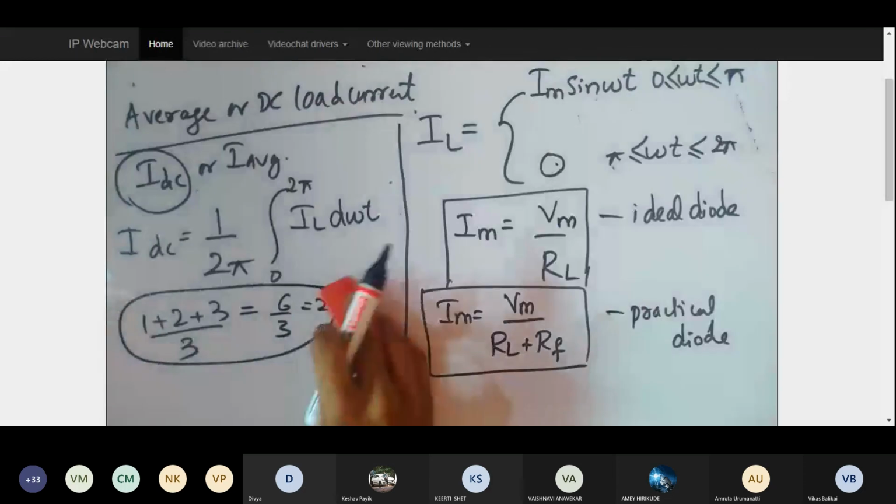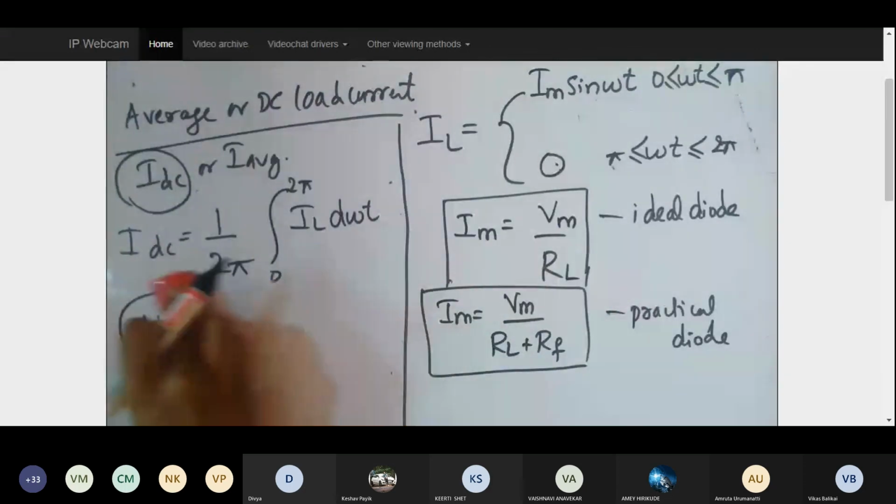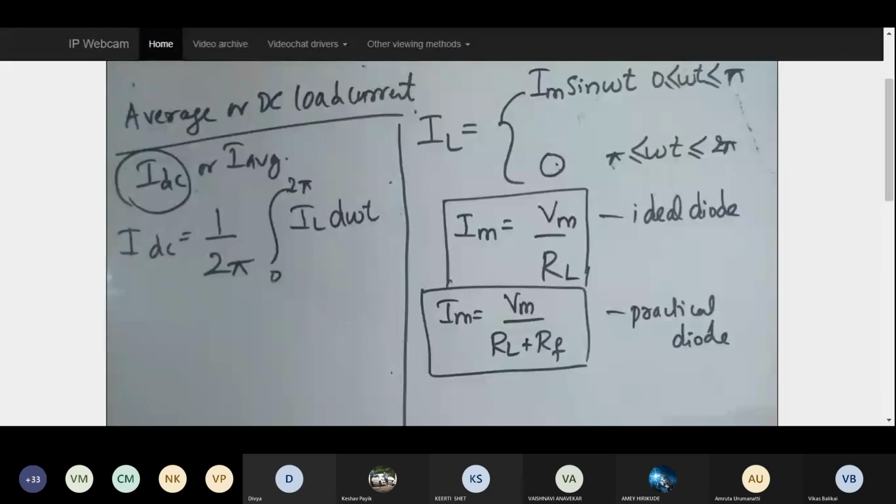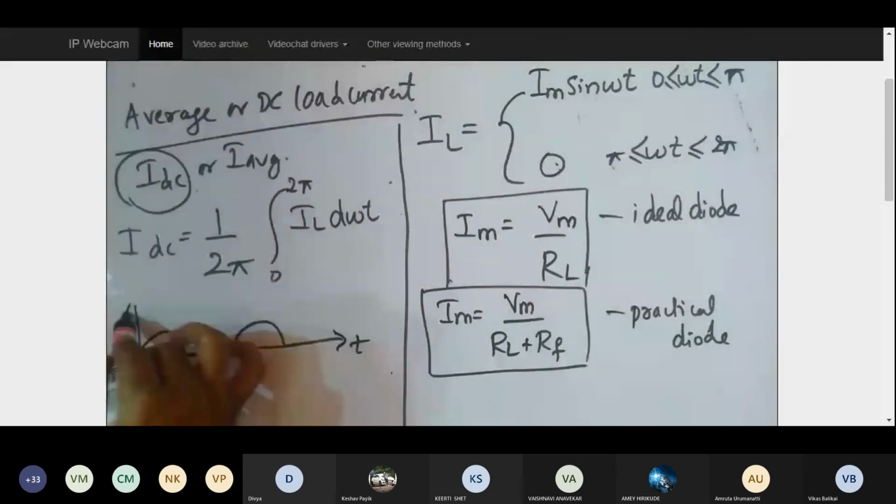Since I am naming it an average current, I'll be taking the average. Average of what? Average of my load current, because load current is the current which is flowing on the output side. If I average the load current, that average term will be my DC current that I can see at the output side during the positive half cycles. So I need to average this signal. To average this signal, I need to consider the time durations.